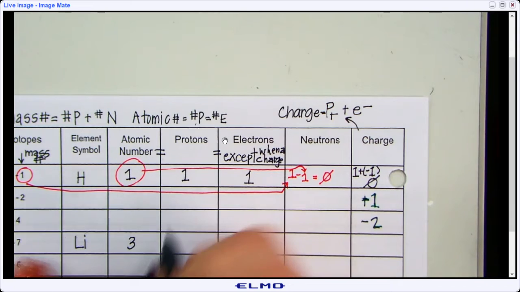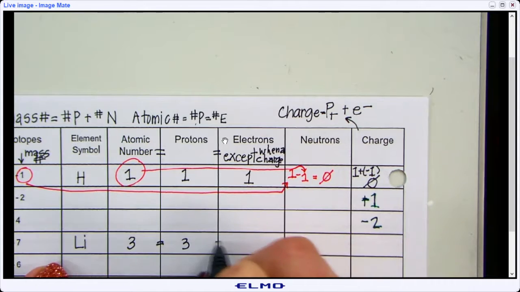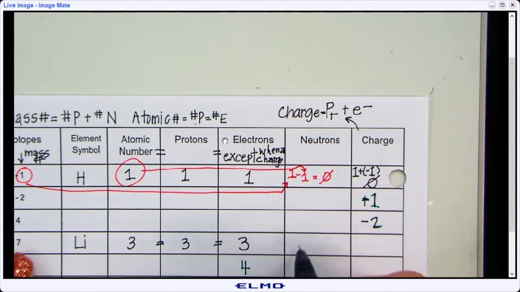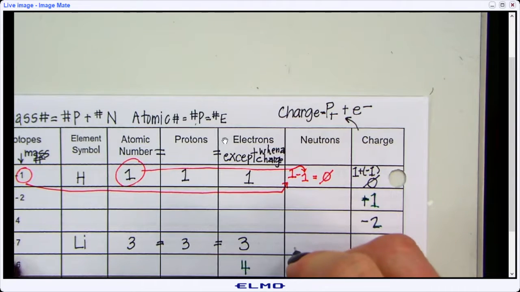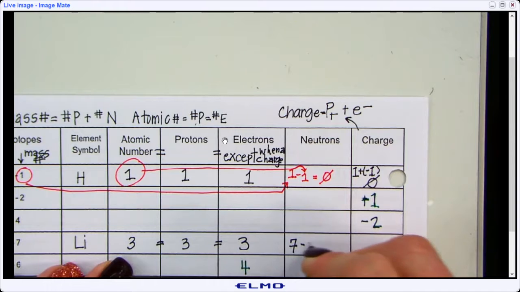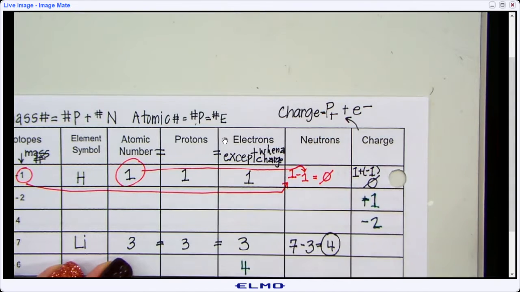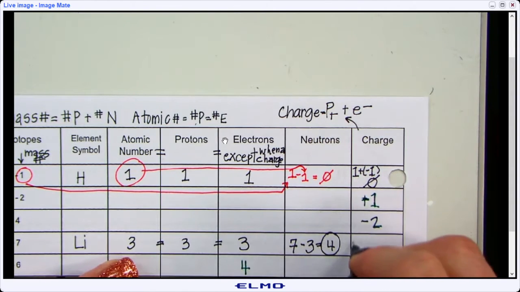Remember, we have no charge, so it's equal to the protons, which is equal to 3. Still no charge, so the number of electrons is the same. To figure out our number of neutrons, it's going to be the 7 that's all the way over here. So 7 minus the atomic number, which equals, in this case, 4. So 4 is our answer. And then our charge, we have 3 positives plus 3 negatives. So our overall charge is neutral.